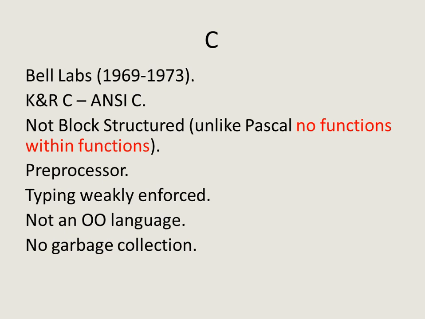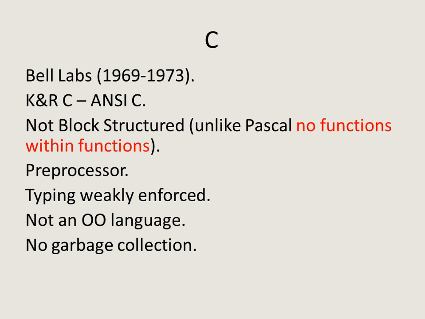C was created circa '69 by Kernighan and Ritchie, working at Bell Labs. I don't have the C book. It's not a block structured language, so you can't have functions defined in functions like you can in Pascal. If you ever take systems programming, we'll use the longjmp and setjmp functions that allow you to do things that you could do if you had a block structured language. There's a preprocessor, so when you see things like #define, there's a preprocessor program that comes along and does some work up front before the compiler executes.